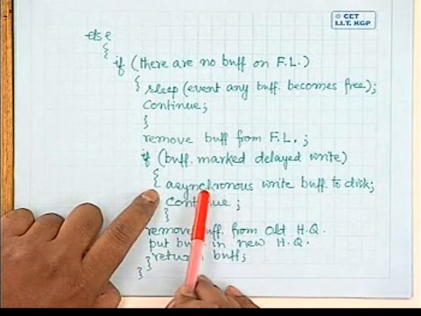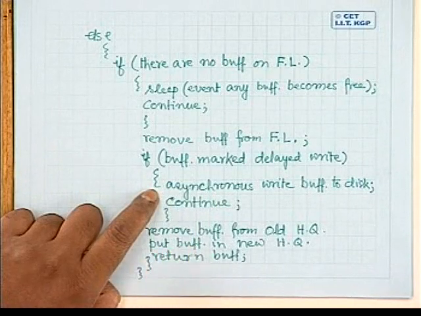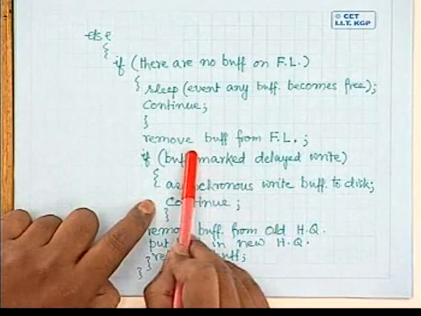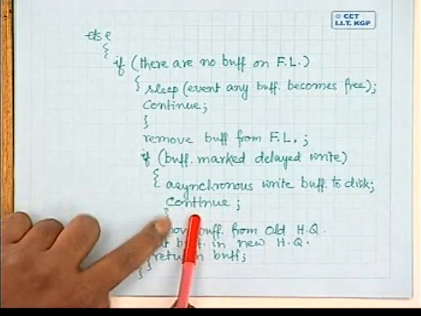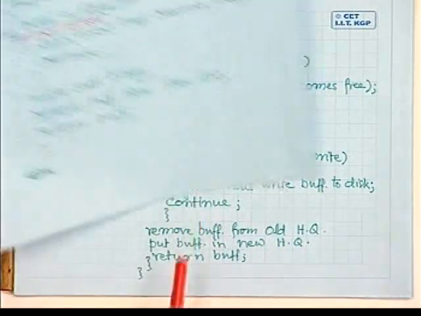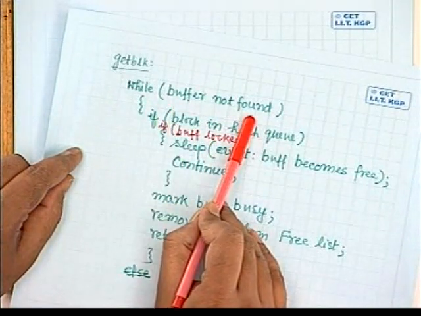The process initiates an asynchronous write to disk, and just after initiating the write, it can start searching for another buffer. If there is any other buffer which can be immediately used, it will grab that without waiting for this write operation to be complete. So if the buffer is marked delayed write, it initiates an asynchronous write of the buffer to disk and then continues. Continue means it goes back to the while loop, where it tries to search for another buffer.